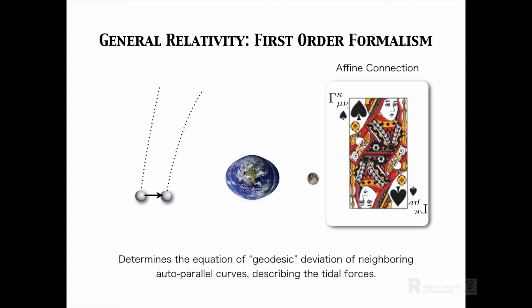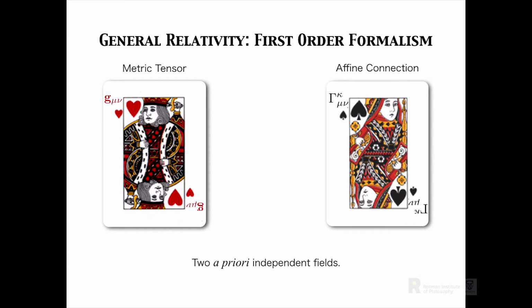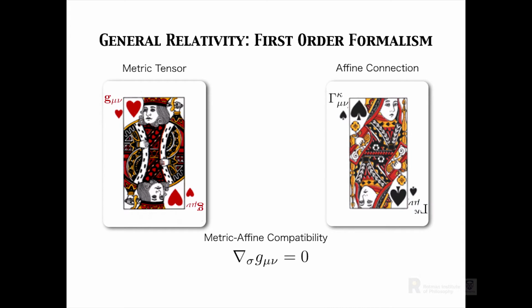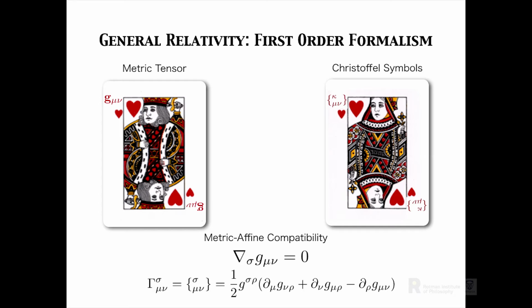It also determines the equation of the geodesic deviation of neighboring autoparallel curves, which is responsible for describing the tidal forces. And I have geodesic in quotation marks because the geodesic is the shortest possible path, or curve, which is a metric concept, whereas the affine connection defines the straightest path. But because this is so commonly used, I left it there. And then again, we start with these two as a priori fields, and then we can impose a condition of metric affine compatibility, and if the covariant derivative of the metric with respect to the affine connection vanishes, then our affine connection has components which are Christoffel symbols. So this is just a generic, general metric affine compatibility.